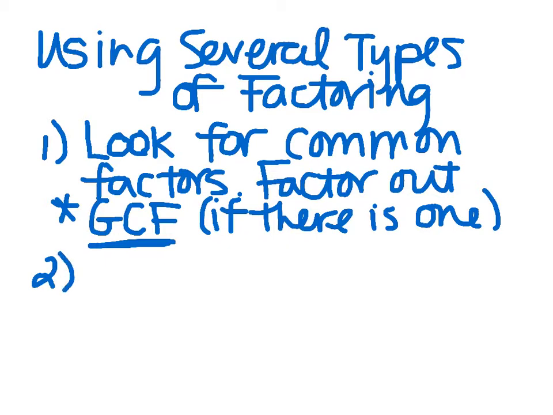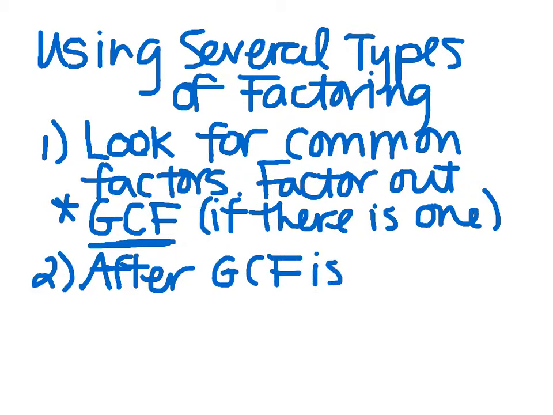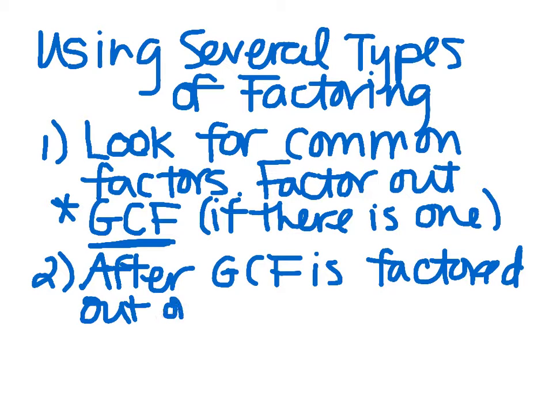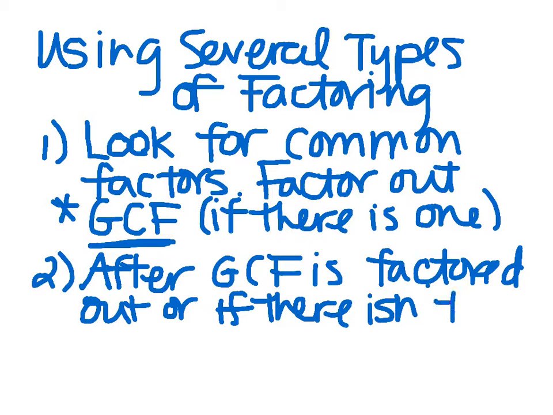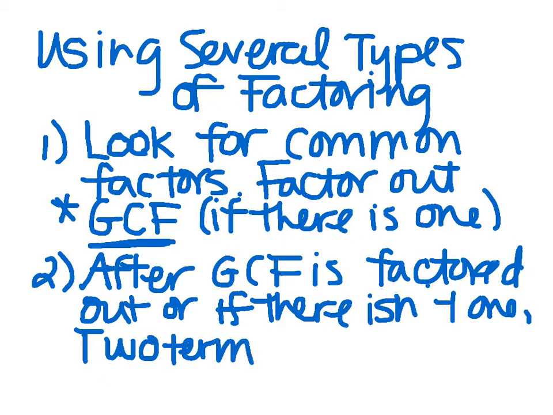So, second, after you factor out the GCF, or if there isn't one, either way, you want to look at any polynomial that has two terms. Look for two terms, and if there are two terms, it means you're looking for a difference of squares.